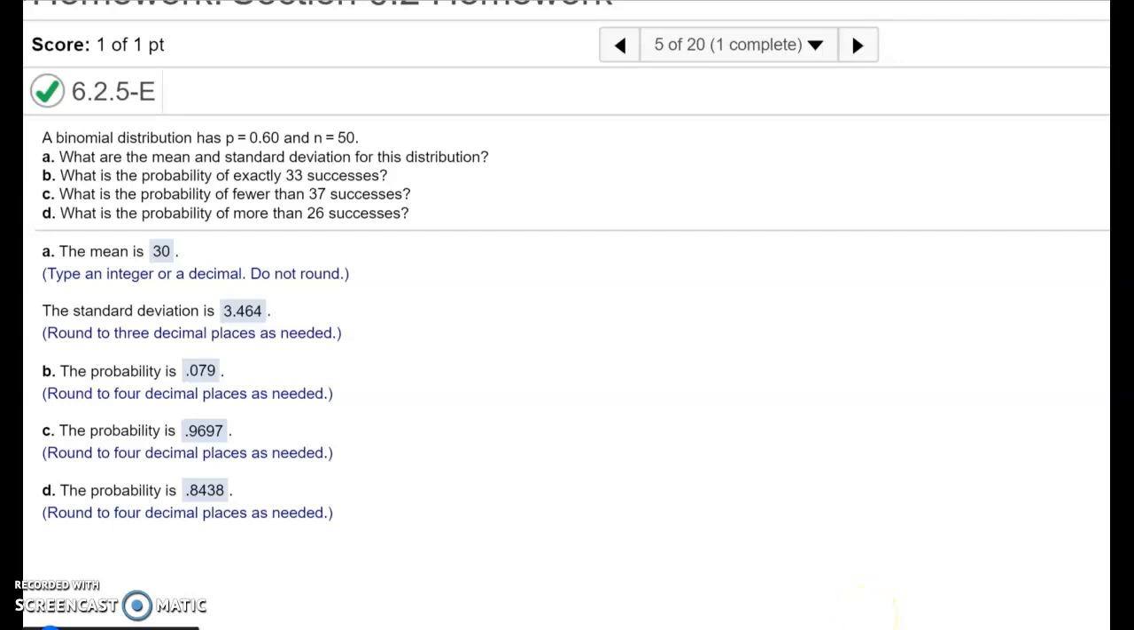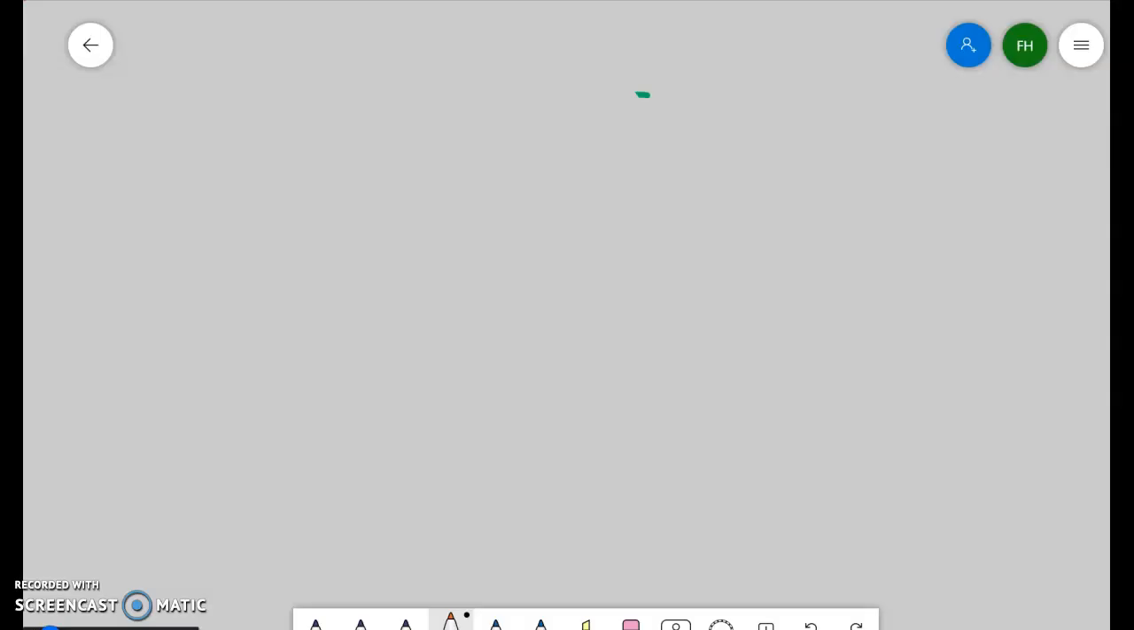Okay, I want to take a look at this problem because it has a lot going on with it, so I wanted to go through each step. First of all, we're working with the binomial distribution, and we know P is 0.60 and N is 50. In the first part of this problem, A, we want to find the mean and the standard deviation. So let's go ahead and do part A.